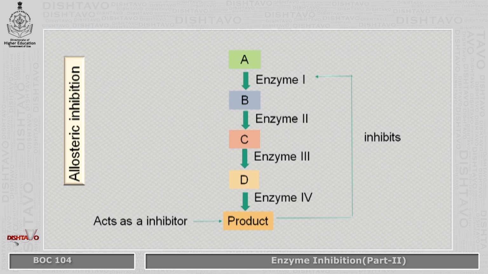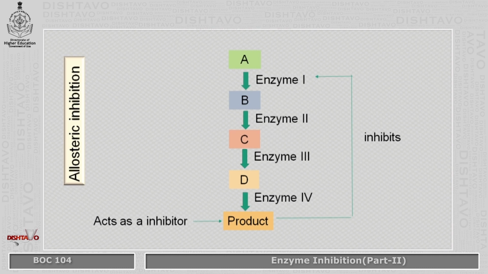And finally, the D, which is an intermediate compound, with the help of enzyme 4, gets converted or forms the final product. So, in this pathway, there are 4 enzymes involved which will form a chain of reactions. Now, if the amount of the final product in the cell exceeds, then this product acts as an inhibitor. It will go and bind to the enzyme 1, which is a regulatory enzyme, and it will inhibit the activity of that enzyme.